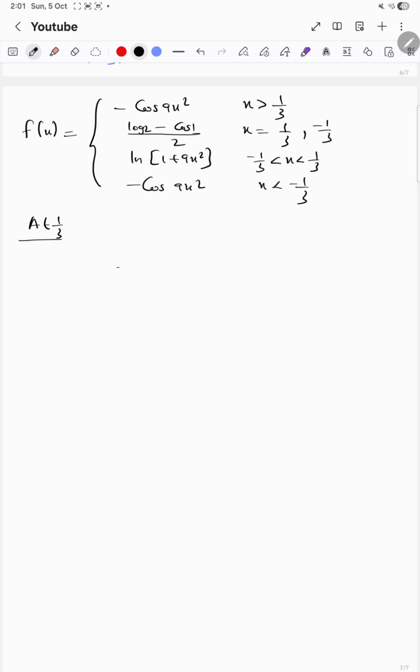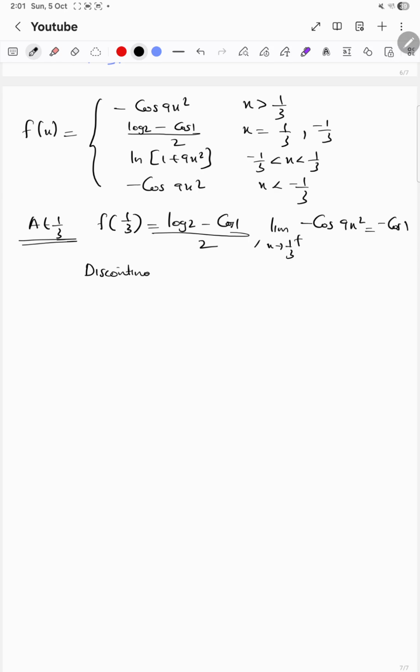Okay, so at 1 by 3, let me check. What is f of 1 by 3? f of 1 by 3 is log 2 minus cos 1 by 2. What is RHL at 1 by 3? Limit x tends to 1 by 3 plus f of x. f of x will be minus cos 9x square, so it is minus cos 1. So it is clear that no need to find RHL actually. If you want, we can find, there is no problem. But it is clear that it is discontinuous at 1 by 3, because f of 1 by 3 is not equal to RHL.